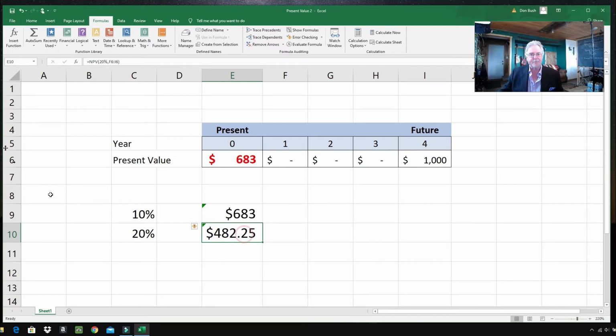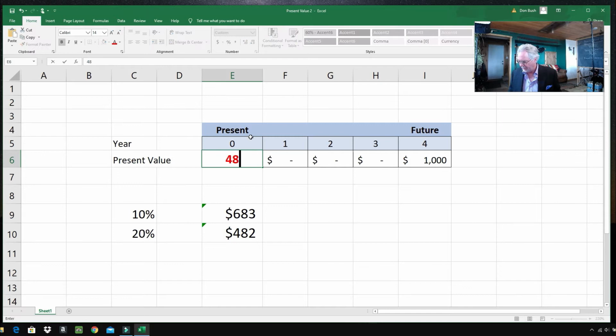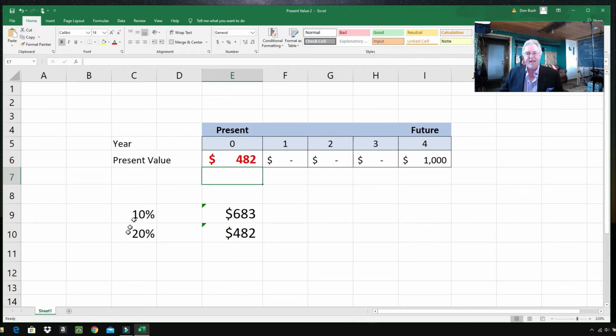And I'm going to get rid of the pennies here. And I'll just write it down up here also, 482. Well, this is saying if you had $482 in an account and you were earning 20% interest, like I wish, this 482 would grow and grow and would continue growing to the fourth year. And at a 20% rate of return, it would be worth $1,000.